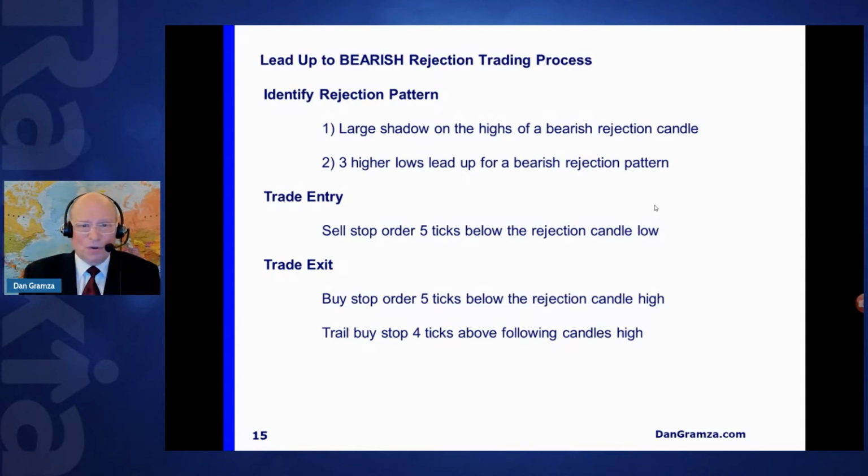We said if this is going to work, it should work within 3 periods of time of our trade setup. So let's go back to this. Identify the rejection pattern: a large shadow on the highs of a bearish rejection candle. Second element, 3 higher lows leading up to a bearish rejection pattern. Trade entry: we have a sell stop order 5 ticks below the rejection candle low, and a buy stop order 5 ticks above the rejection candle high. Then we're going to trail our buy stop 4 ticks above the candle's highs for the following candles.